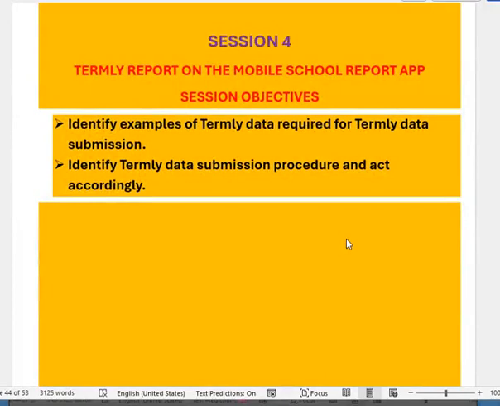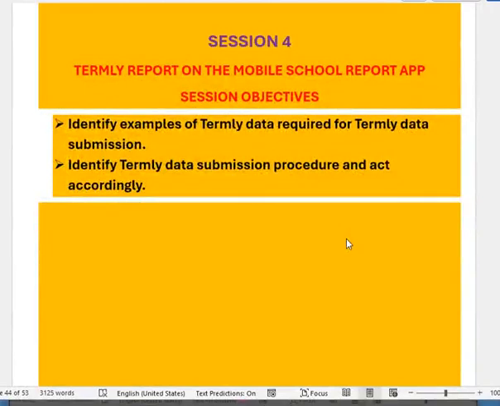We learned about how to launch the mobile school report card application, and then we also learned about the various data sources and data required for data submission at the end of the week and also at the end of the term. Then when we were done, we shifted to section 2, where we learned about how to register our teachers on the mobile school report app.